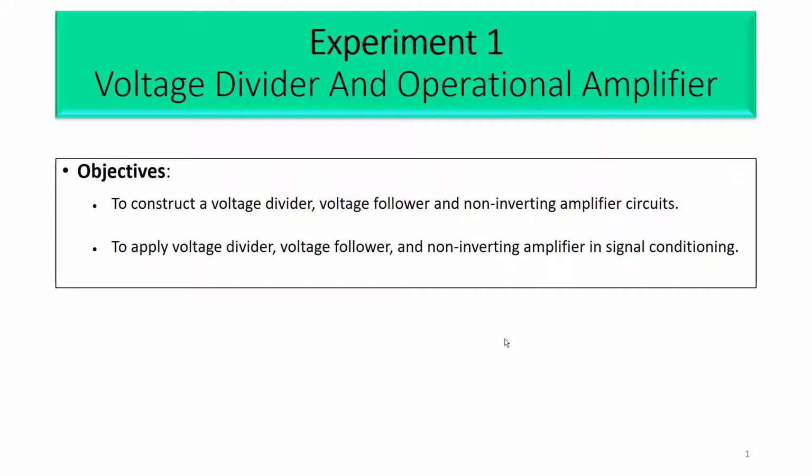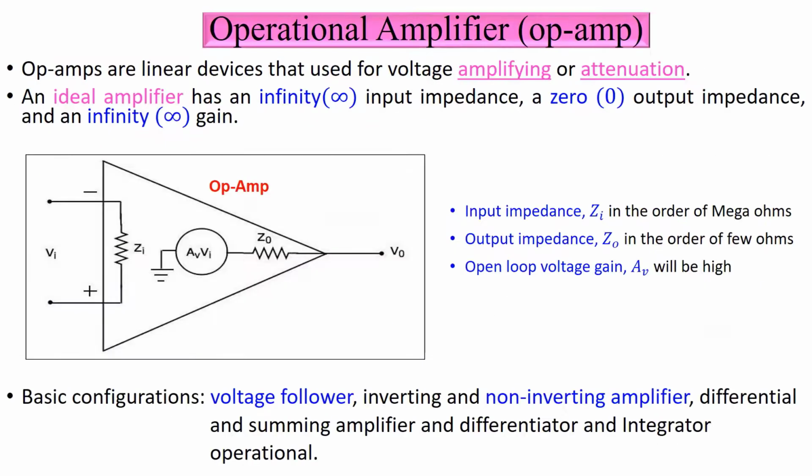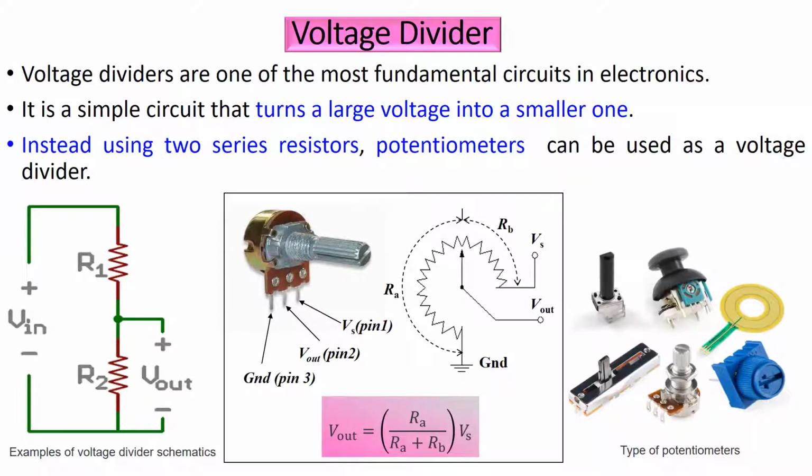I will give you some briefing about experiment 1, which is a voltage divider and operational amplifier. In this experiment, you need to construct a voltage divider, voltage follower and non-inverting amplifier. And then after that, you will apply all these circuits to signal conditioning. So let's go through the voltage divider.